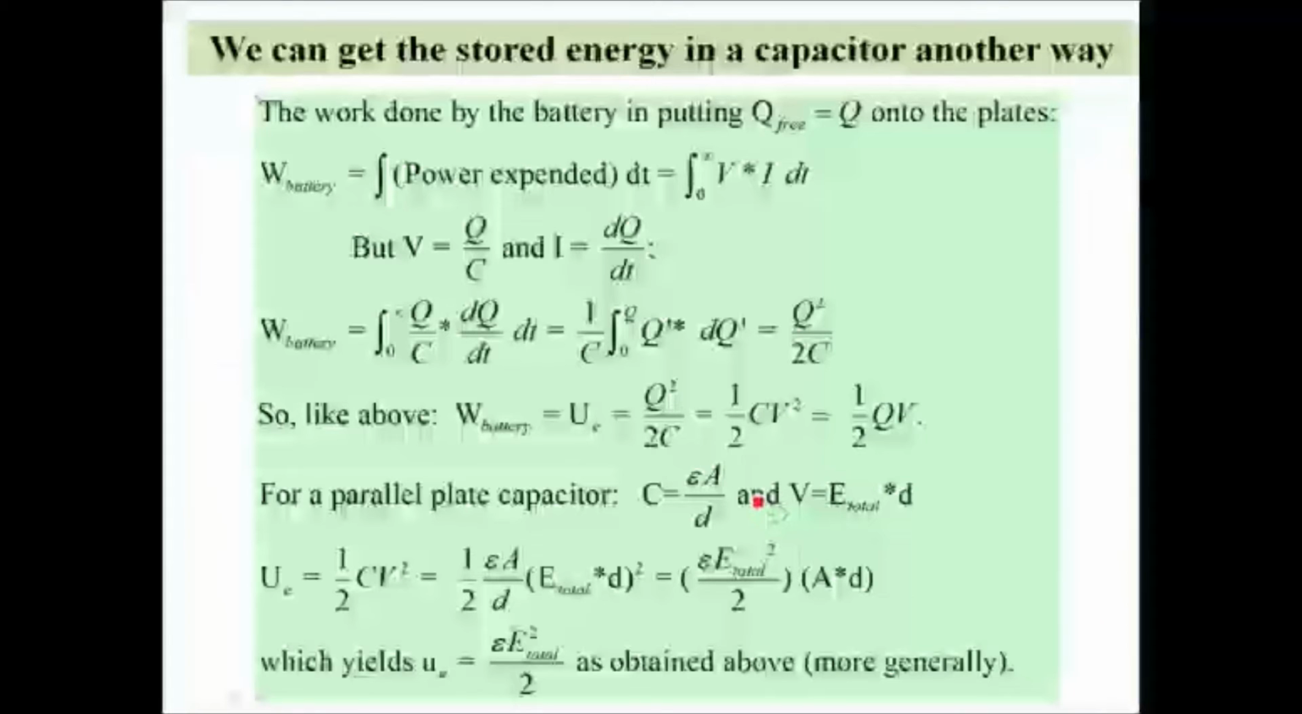We can get the stored energy in a capacitor a different way. This is done by looking at the work done, or the power expended, and then integrating over time in putting the free charge onto the plates. So we'll call that Q. How does that work? Well, here's the work done by the battery, and that's equal to the power expended by the battery, integrated over time. To get all the power expended, we're going to go from t equals 0 to infinity. What is the power? Well, it's V times I dt. As a function of time, this is the power. One or both of these could be changing with time.